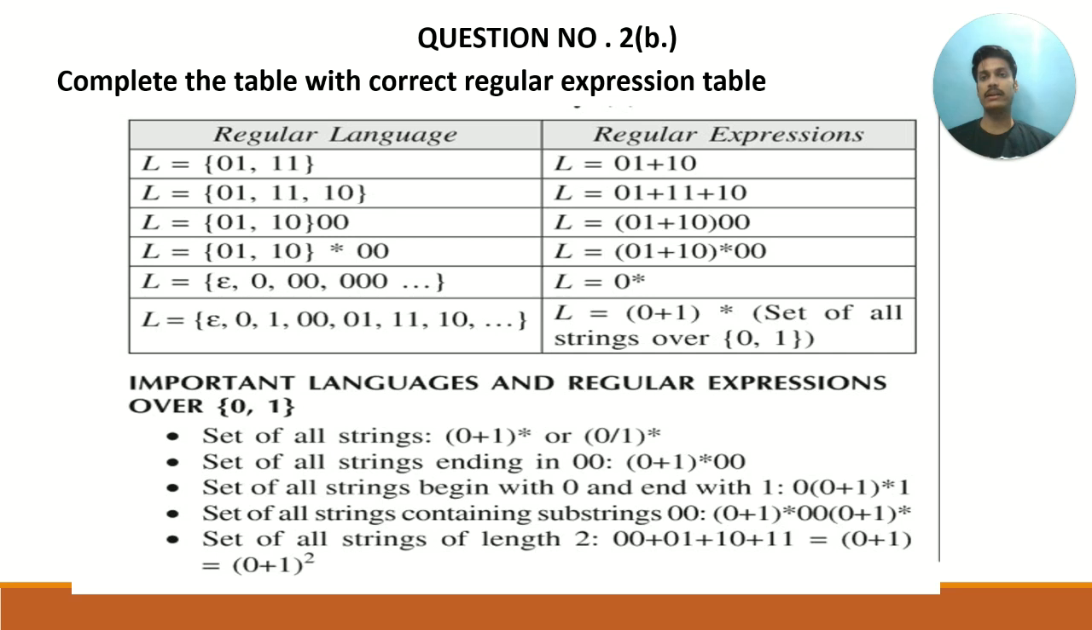Complete the table with the correct regular expression. Here the regular languages are given, and corresponding to them, the correct regular expressions are given. Important languages and regular expressions over {0, 1}: some examples are the set of all strings, (0+1)*, or (0 1)*, and the set of all strings ending in double zero, (0+1)*00.